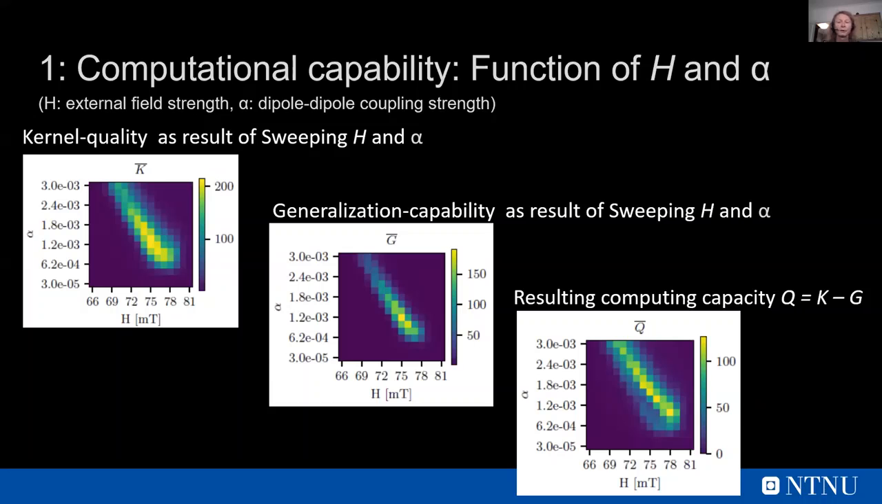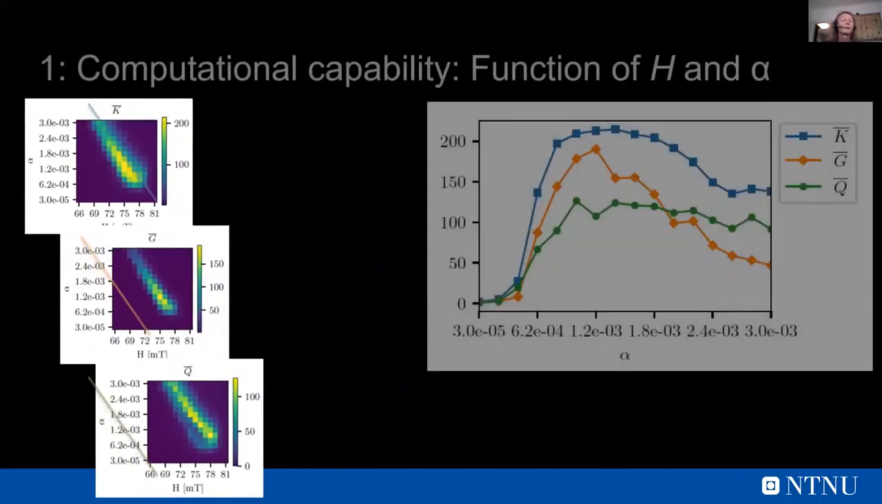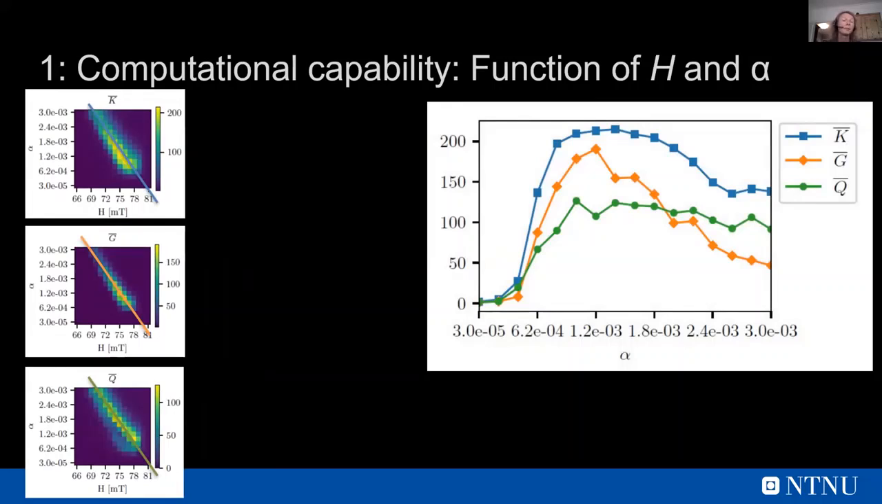So the third heat map, Q, is actually calculated out of kernel quality and generalization. What we can see is that we get this ridge of performance in all of these. There are areas where we can find good kernel qualities, and areas with good generalization, and also the calculated computing capacity.